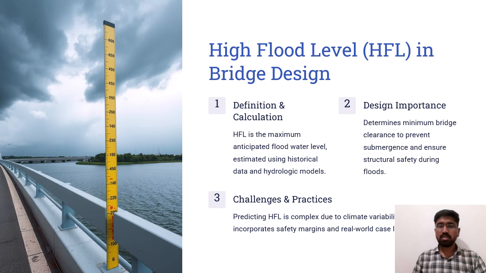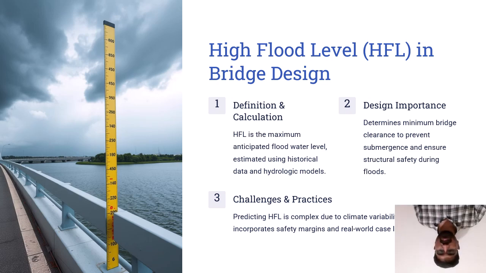High flood level in bridge design. High flood level is the maximum anticipated flood water level estimated using historical data and hydrological models. In design importance, it determines the minimum bridge clearance to prevent submergence and ensure structural safety during floods. This helps to avoid submergence during floods and ensure the safety of the bridge and its users. Challenges and practices. Predicting the high flood level is complex due to the climate variability. Design incorporates safety margins and real-world case lessons.